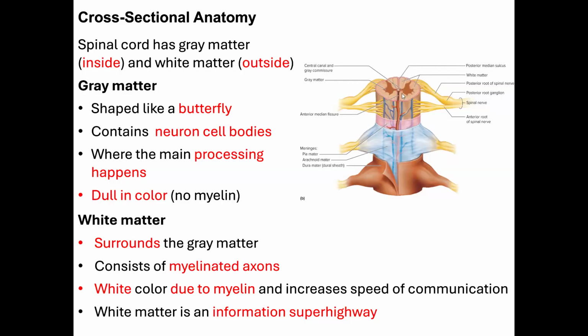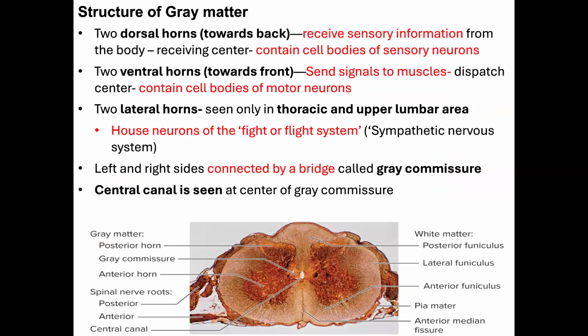So why is the gray matter dull or gray? Because there's no myelin. And what's the purpose of myelin? Yes, it increases the speed of nerve conduction or nerve impulses. So the white matter is like an information superhighway. Okay. Now, this is a very important structure of the gray matter.